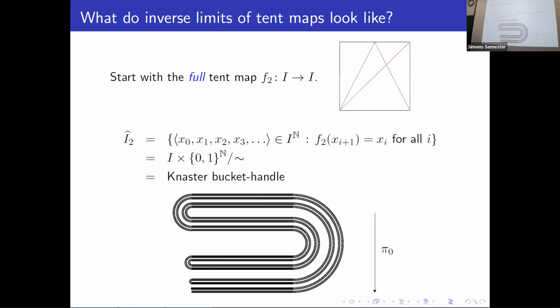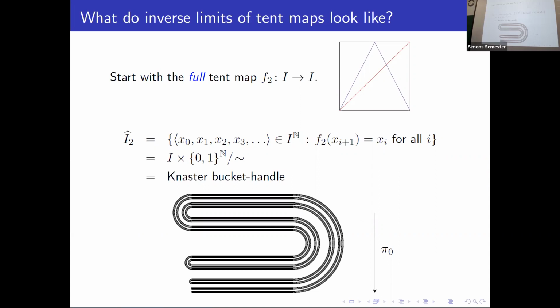Let me start with the simplest case, which is the full tent map, the one of slope 2. So what's a point of the inverse limit? Well, you take a point x0 somewhere in the interval, and you specify a history for it. And because this is the full tent map, if you take your point x0 here, well, it has two preimages, a lower one and an upper one. So if I've got my point x0 in the interval here, I can choose its first preimage either to be in the lower half of the interval or in the upper half of the interval.